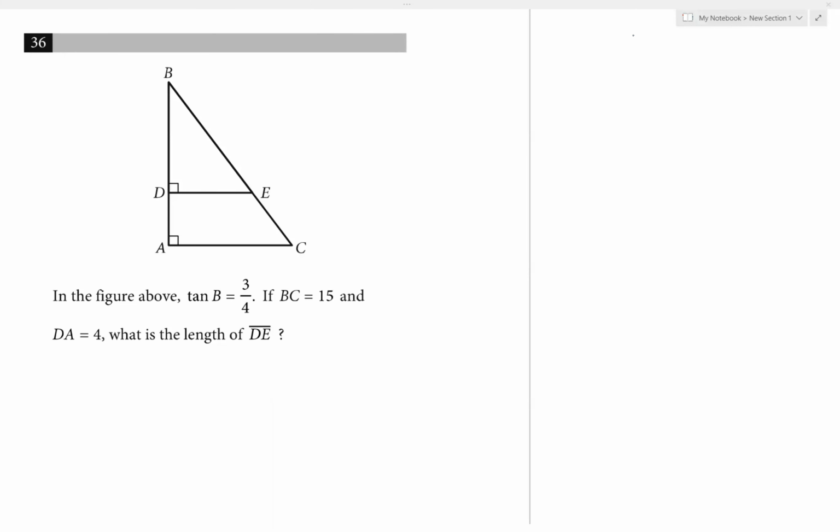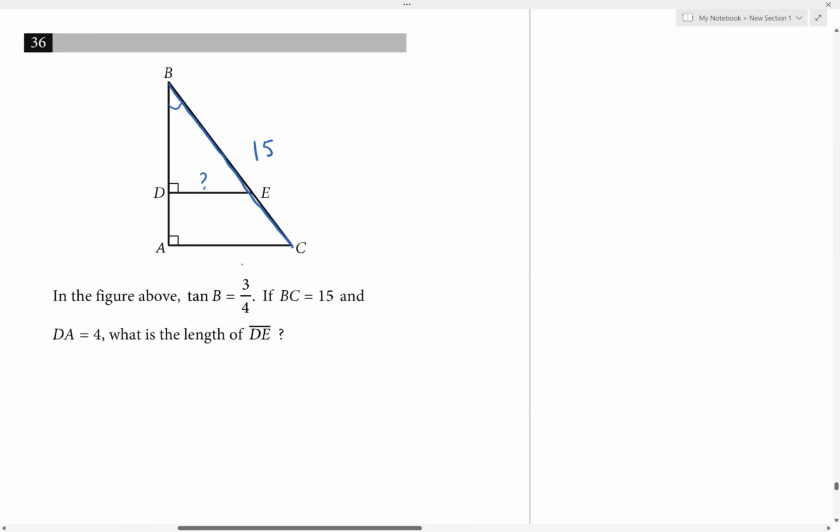All right, number 36. In the figure above, tangent of angle B equals 3/4. If BC equals 15 and DA equals 4, what is the length of DE? Okay, so you want to solve for the length of DE. That's our goal here. We know BC, this side, is 15, and we know DA is 4 as well. Another piece of information we have is the tangent of angle B, which is 3/4.